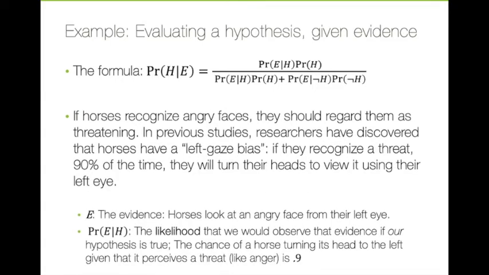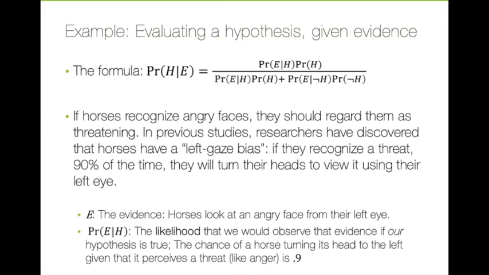Researchers make the reasonable assumption that if horses recognize angry faces as angry faces, they should regard them as threatening in some way. In previous studies, researchers discovered that horses have this left gaze bias. That is, if they recognize a threat, 90% of the time they'll turn their heads to view it using their left eye. This part of the description of the experiment gives us the evidence that researchers take to support their hypothesis. The evidence is horses looking at an angry face from their left eye.